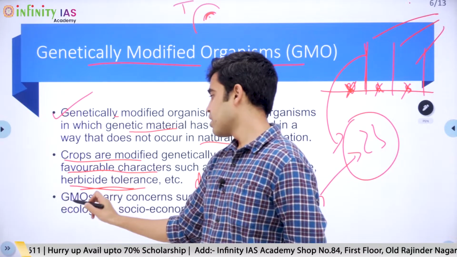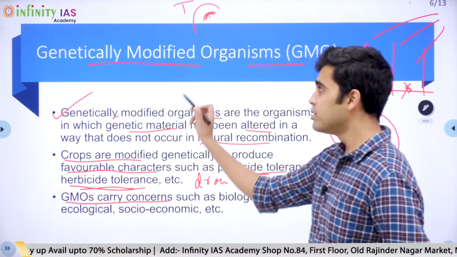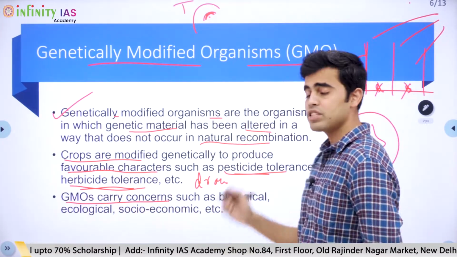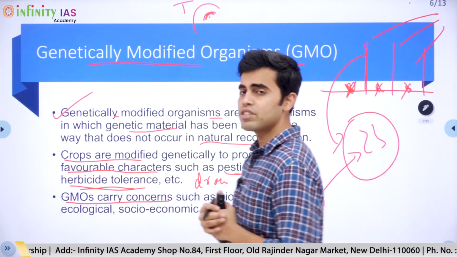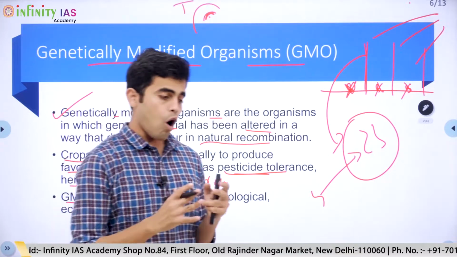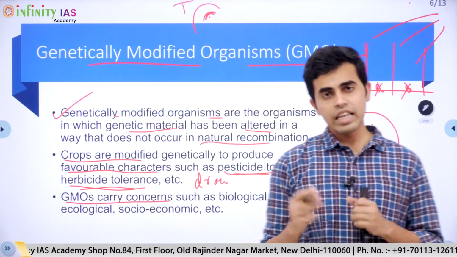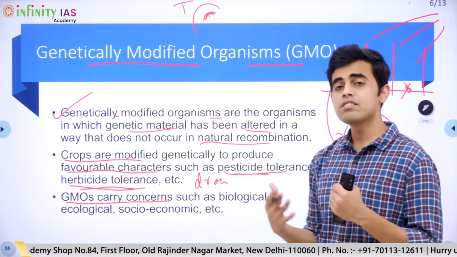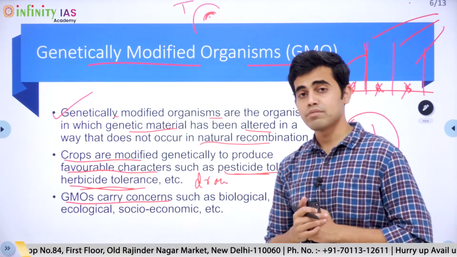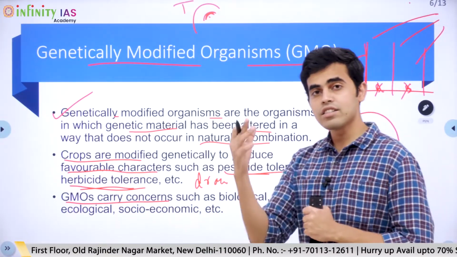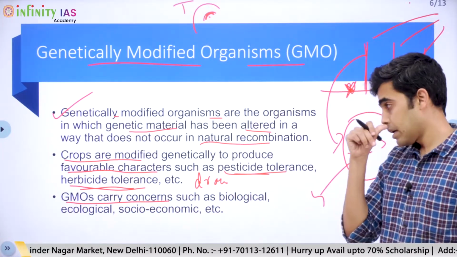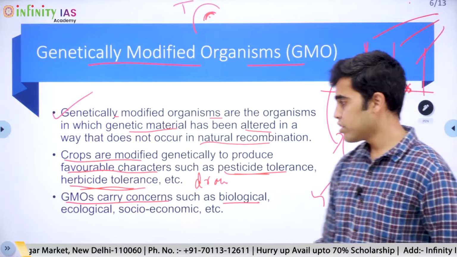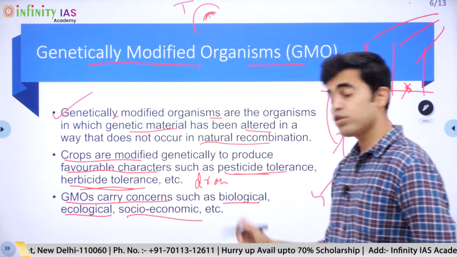Next come the concerns that genetically modified organisms carry. We have seen that with genetically modified organisms, we can include all the favorable characteristics in the crop. So what is the concern with genetically modified organisms? There are certain challenges that these genetically modified organisms carry along with them, which include biological, ecological, and socio-economic challenges.